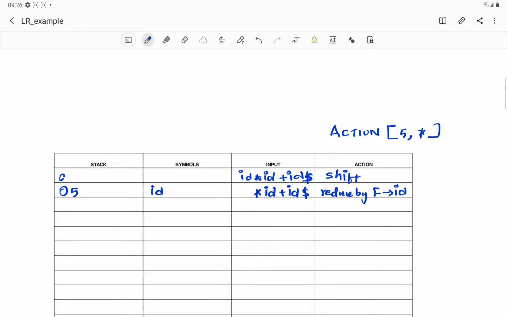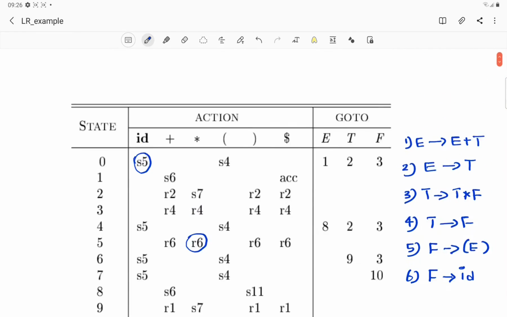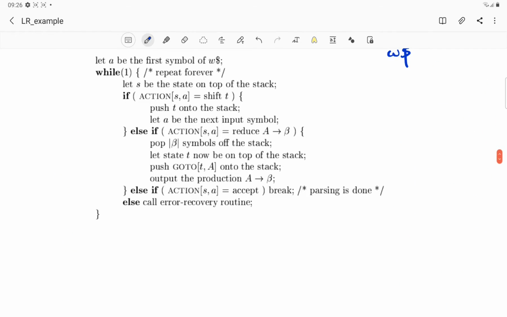In that case, according to the algorithm, if action of S comma A is equal to reduce by the production A gives beta, what do we have to do? We compute the length of the right hand side of the production and pop that many symbols off the stack. Then let state T now be on top of the stack. We compute goto of T comma A, and then push that state onto the stack. Output the production A gives beta.